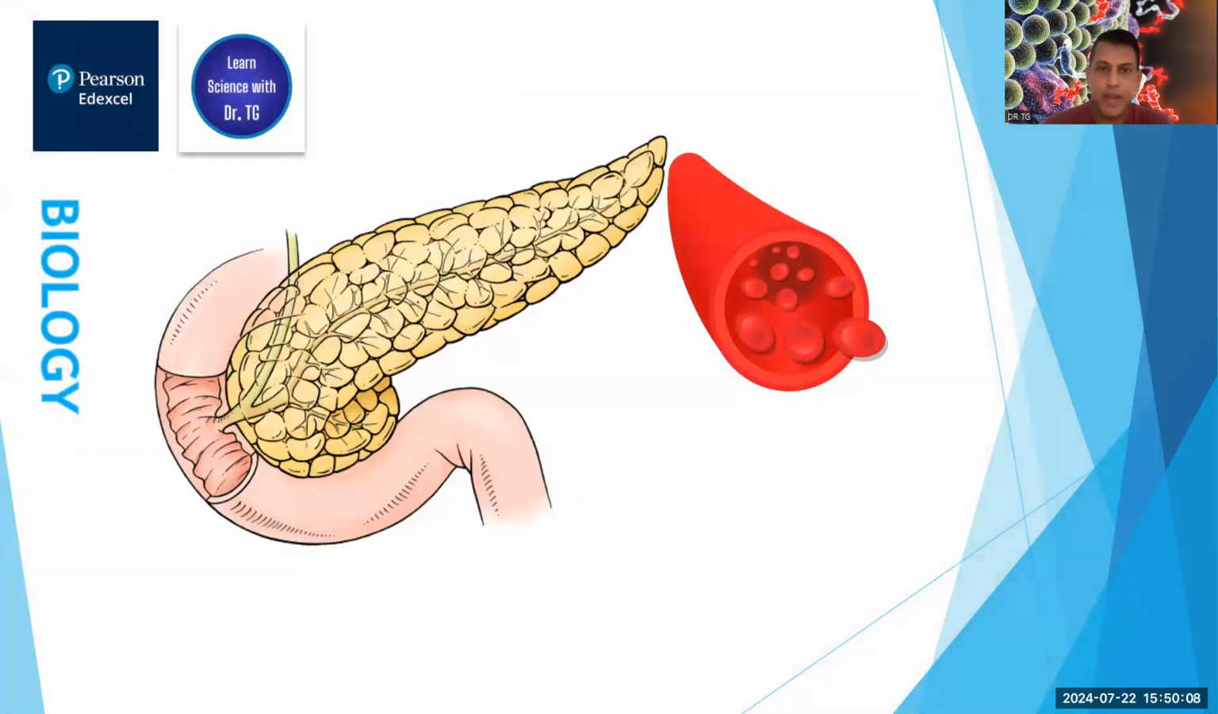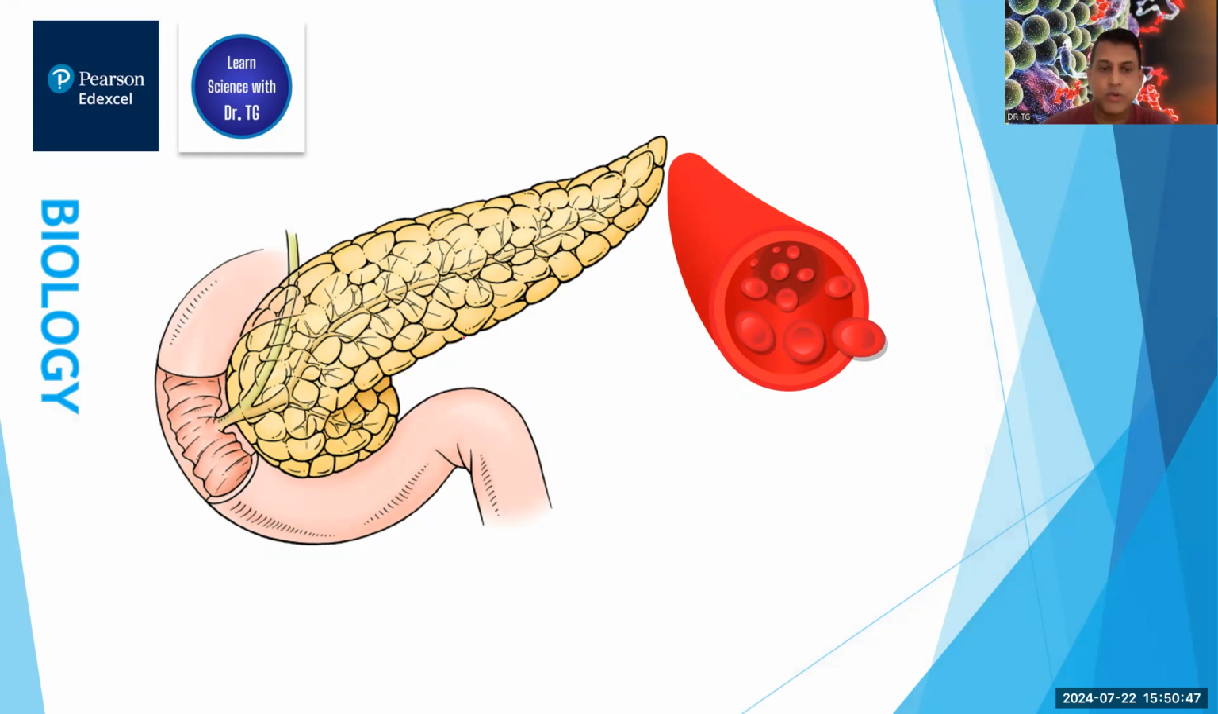So let's get the background for this question. This is the pancreas. Pancreas has two functions. Number one, exocrine function, meaning it secretes enzymes for digestion, amylase, trypsin, and lipase-like enzymes, and some other enzymes. The second function is endocrine function. It secretes hormones such as insulin and some other hormones like glucagon.